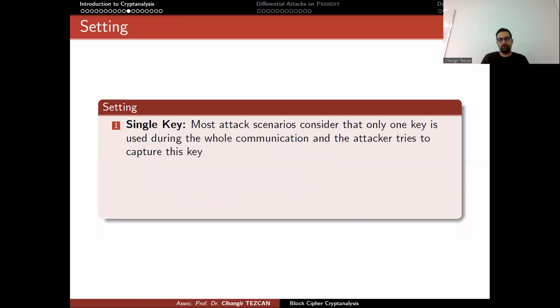Okay, another thing we need to talk about is the setting. So the question is, in which kind of scenario are you trying to break it? Generally, we are always focusing on the single key scenario. This means that most attack scenarios consider that only one key is used during the whole communication, and the attacker tries to capture this key. So you might think that, okay, this is the only logical scenario, isn't it? But actually it isn't.